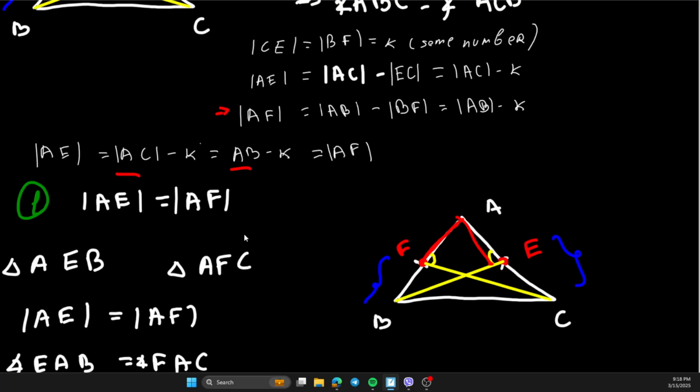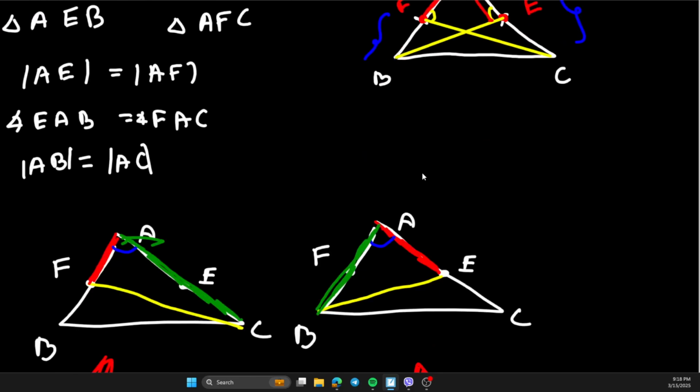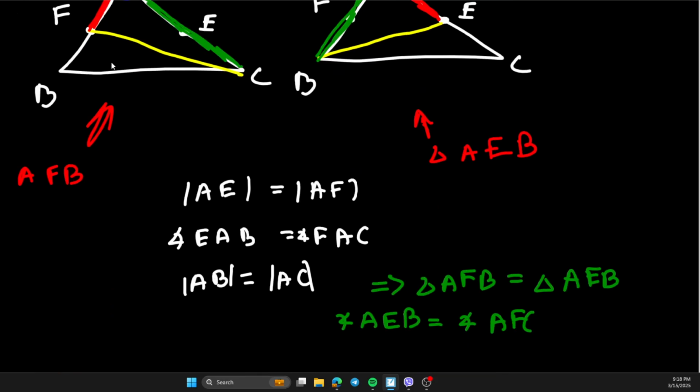Yeah. What did you do next? Oh, and then we put it together. So AE equals AC minus K equals AB minus K equals AF. It shows that they are the exact same thing. No, AE and AF are the same. AC minus K and AB minus K are also the same thing. So that basically shows that you have two triangles that are the same triangle, but they're just flipped around. So if they're the same, that means the angles are also the same. Everything inside them is equal with each other.